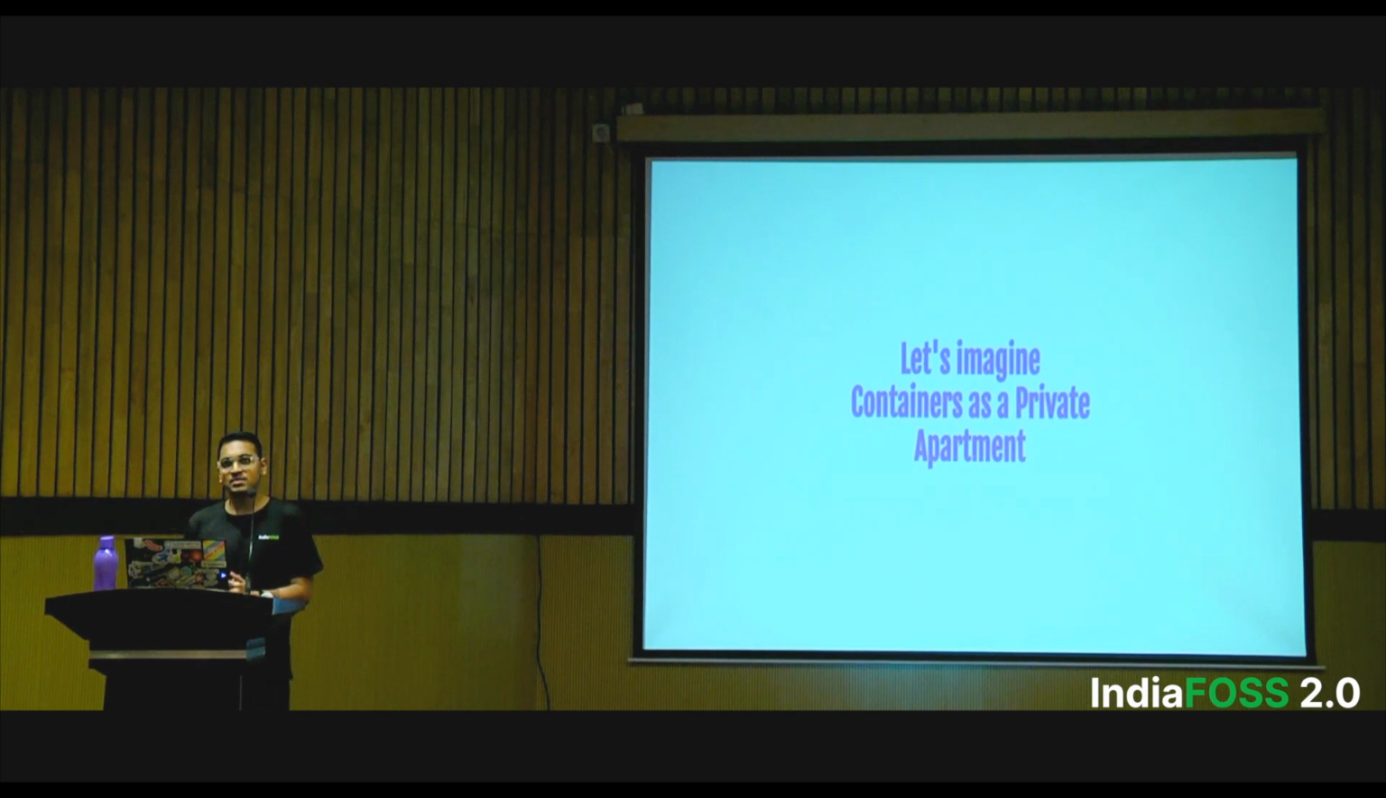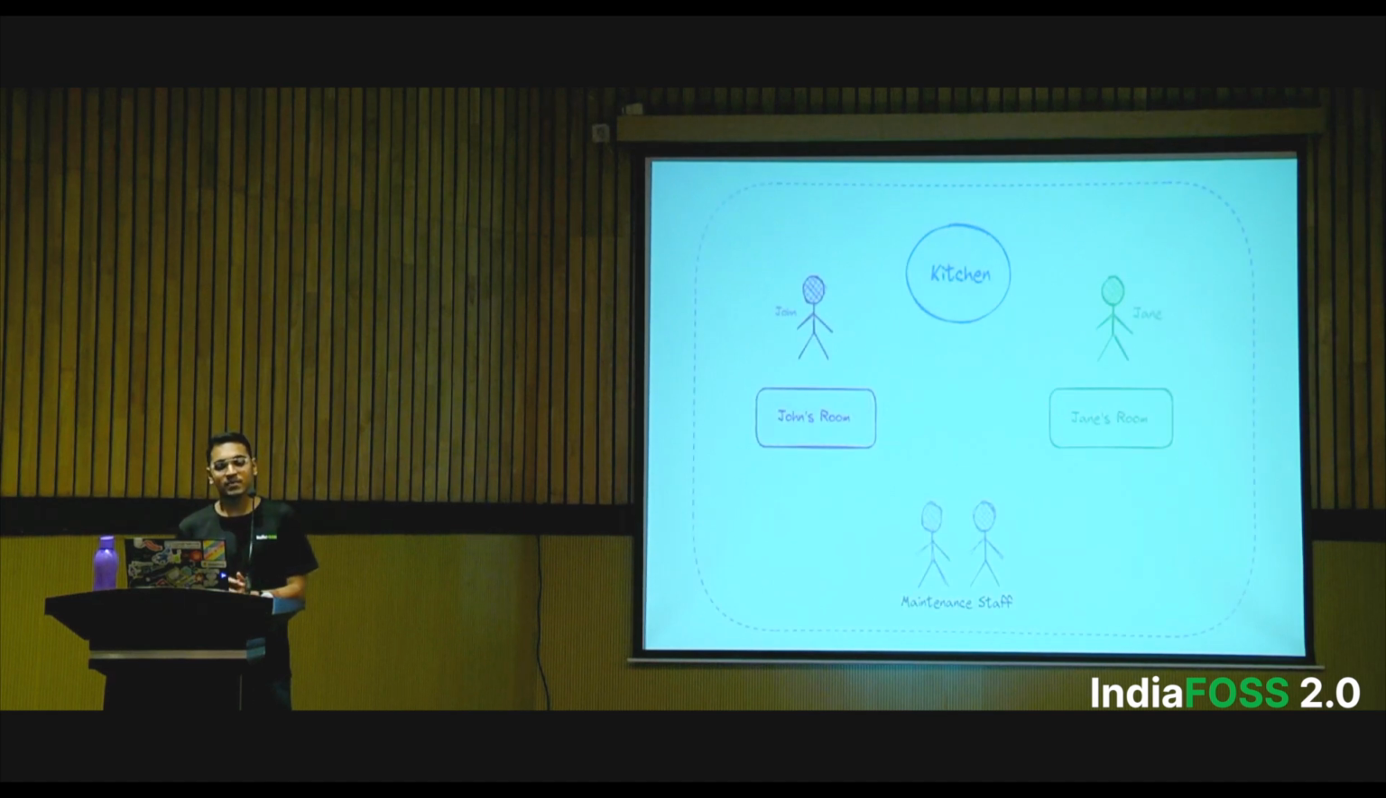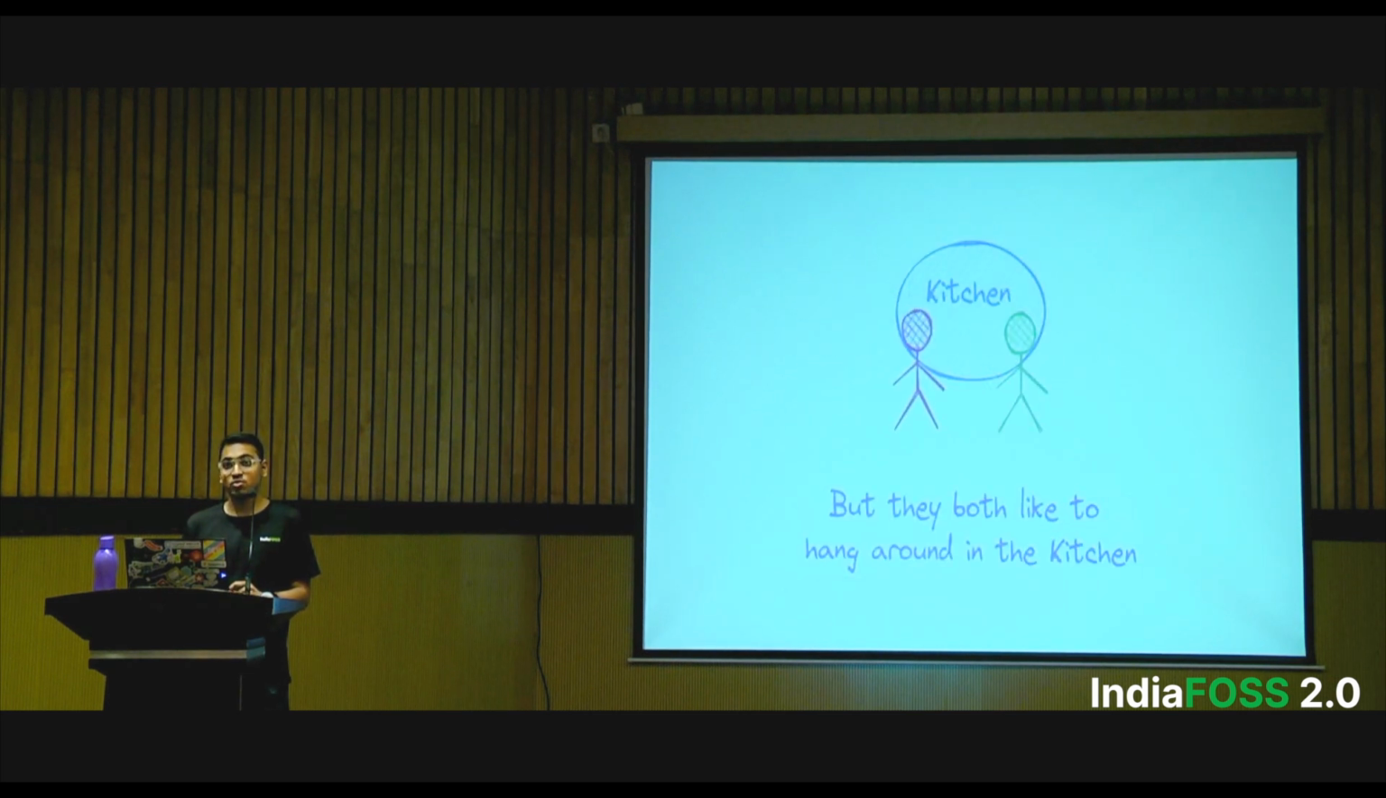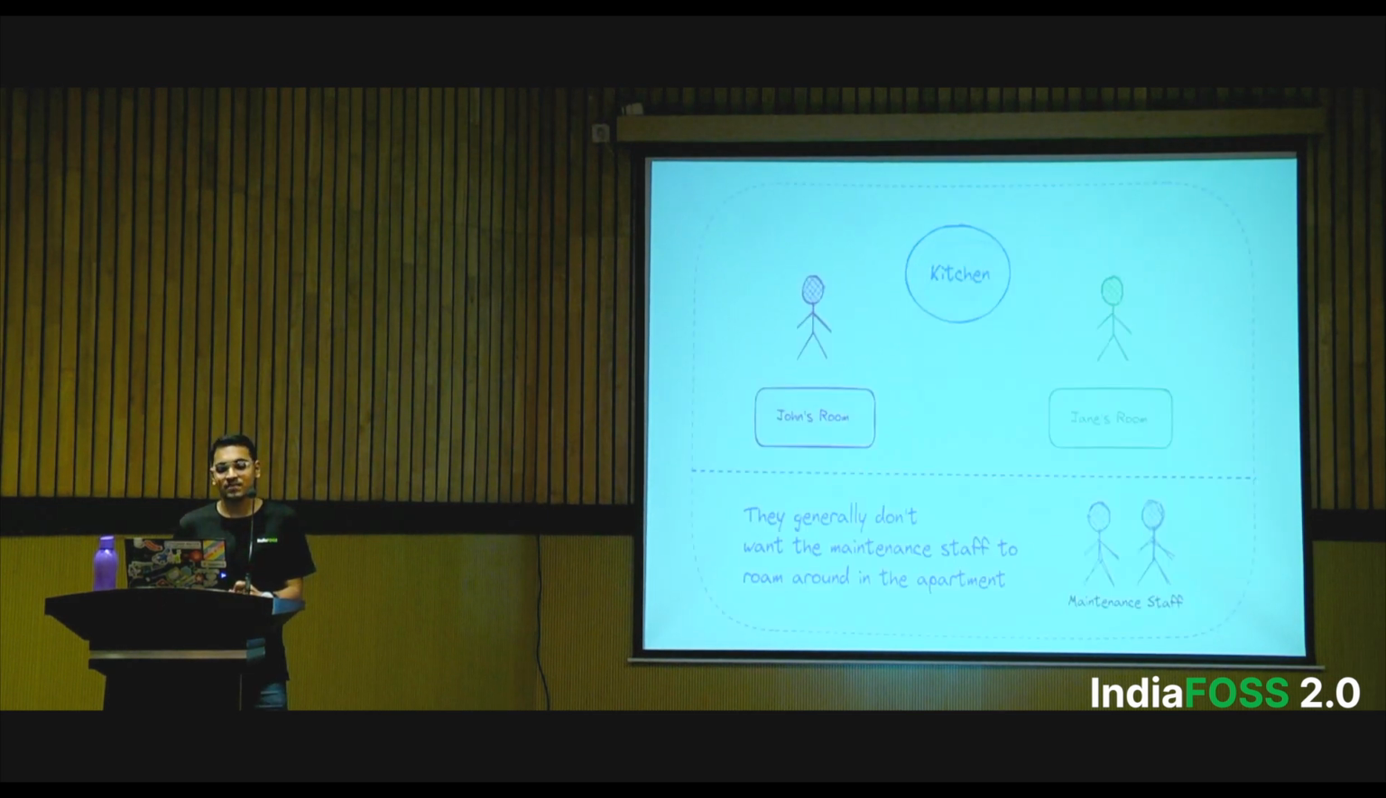So let's go through an analogy. Let's imagine containers as a private apartment. A private apartment with John and Jane, who each have their own room. They have a kitchen for functioning and they have a maintenance staff to help around if something is broken. John and Jane value their privacy. Jane doesn't like if John pokes into her room, neither does John if Jane does the same. But they both do like to hang around in the kitchen.